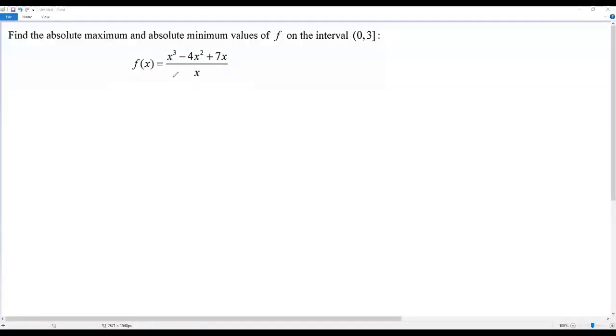Here we have an AP Calculus AB problem. Okay, let's go to the information. Find the absolute maximum and absolute minimum values of f on the interval [0, 3]. The function is f(x) = (x^3 - 4x^2 + 7x) / x.